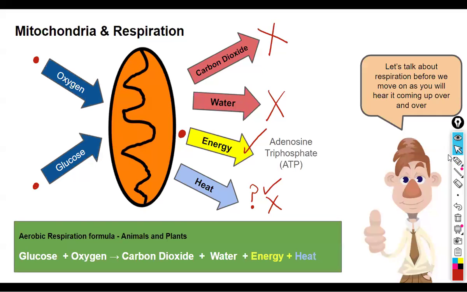So this here is the equation. Glucose plus oxygen will give you what? Carbon dioxide, water, energy, and heat. And remember, energy is also called ATP. You don't know which one the examiner is going to use in the exam. A quick question.